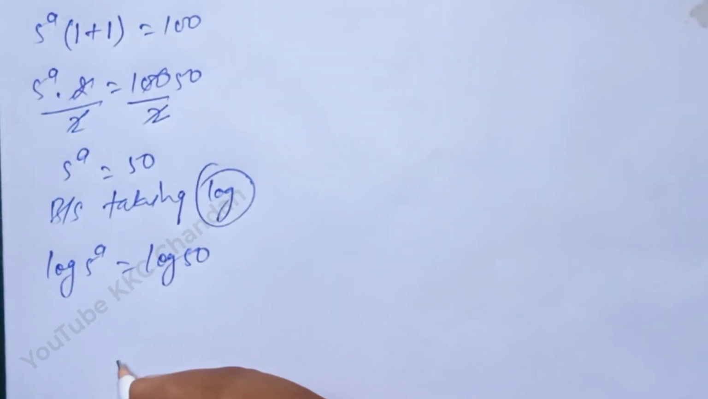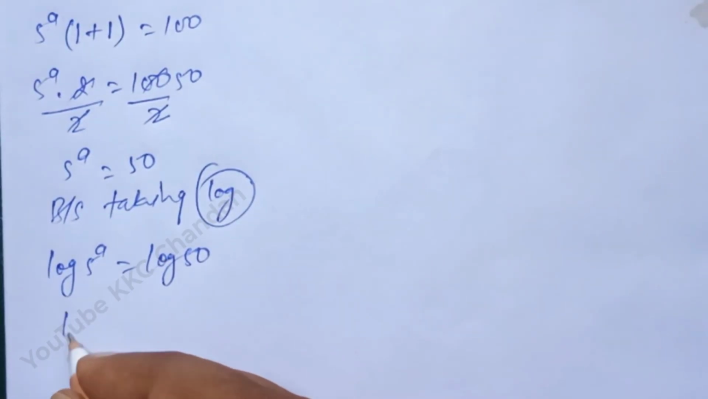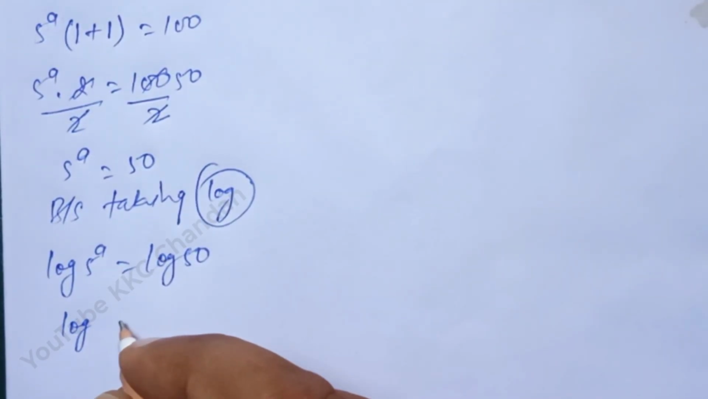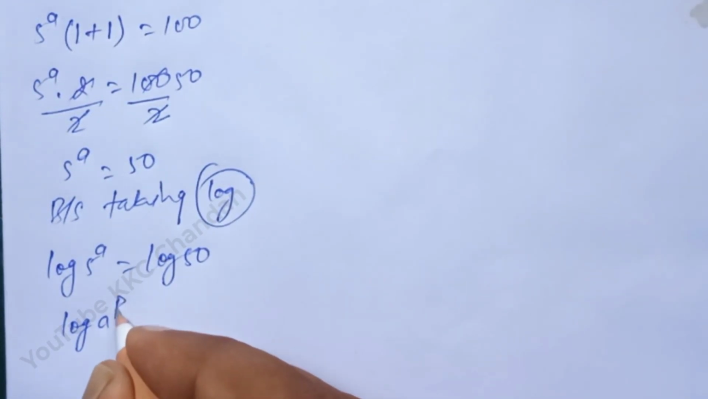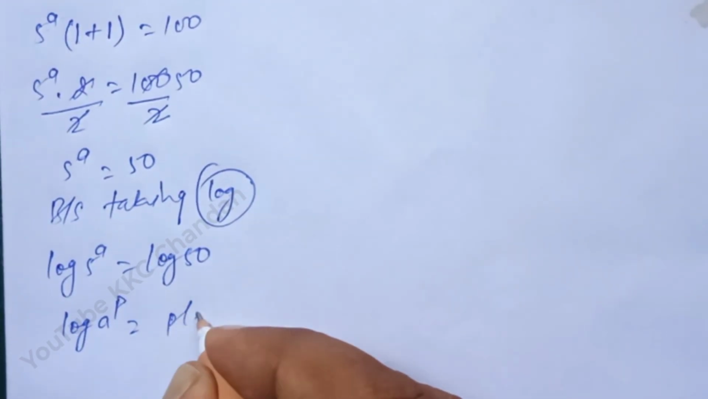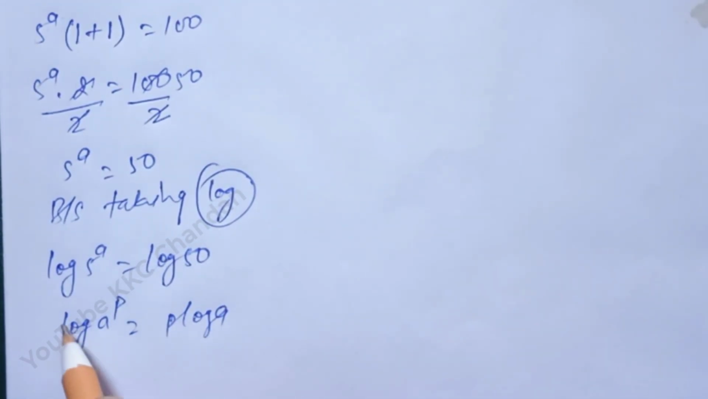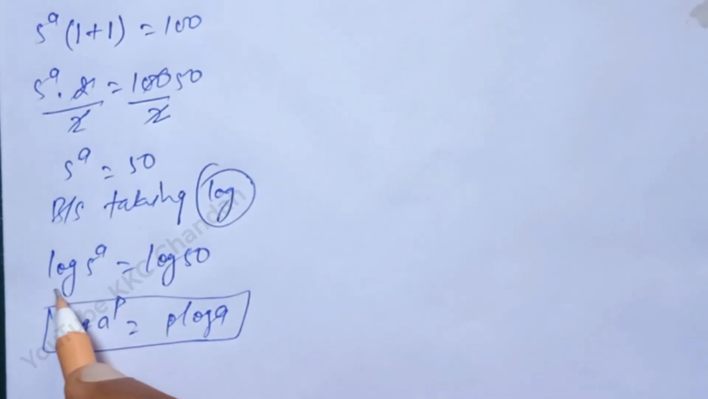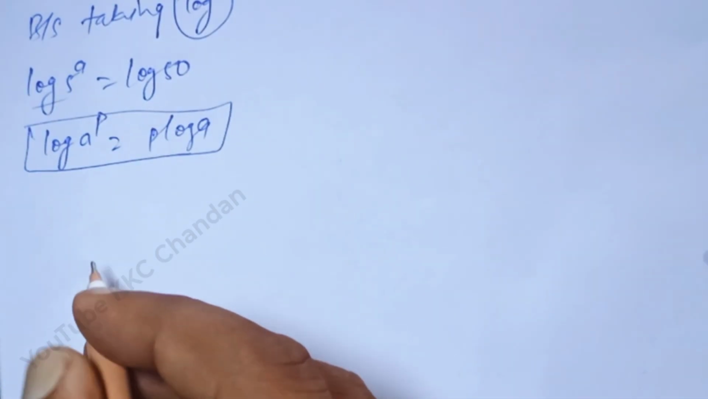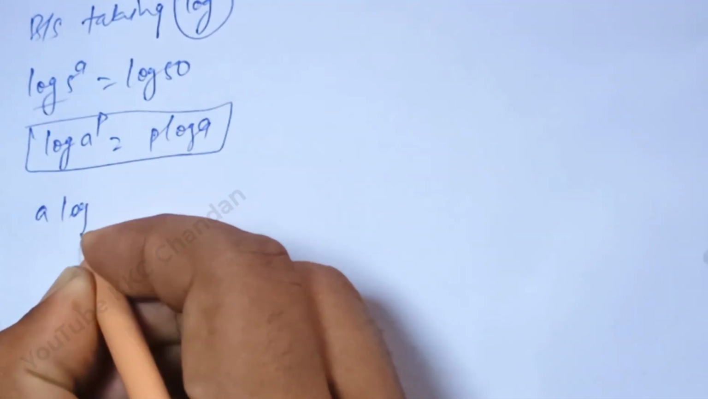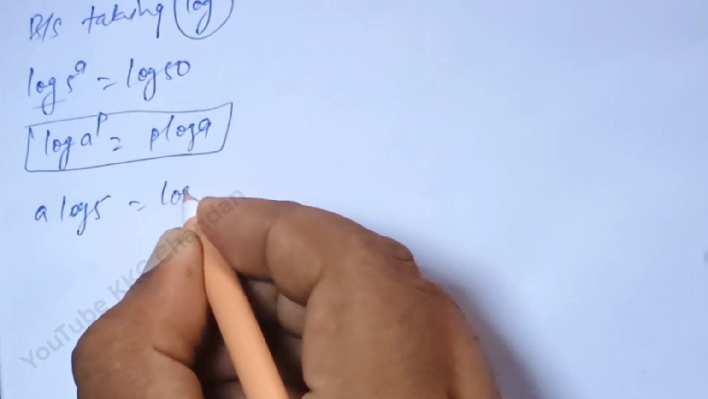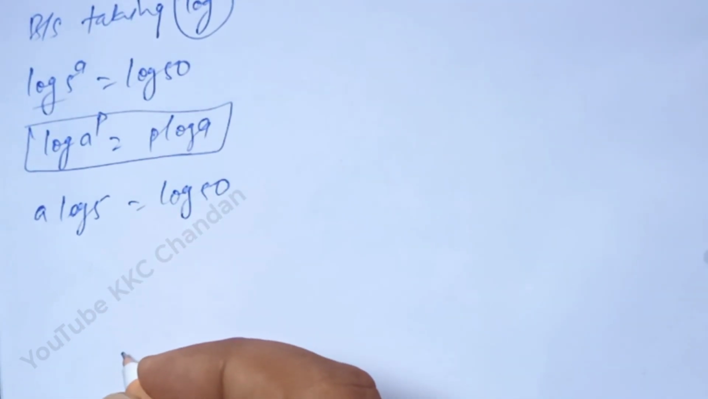We know that according to the logarithm law, log a power p is written as p log a. This rule applies here. So A log 5 is equal to log 50.